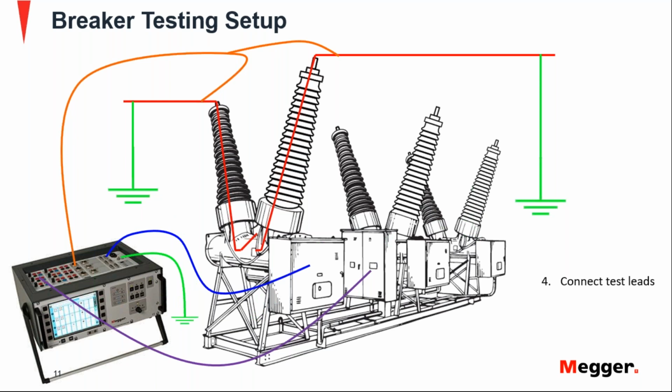So now you have your connections, all what you need for the conventional testing. And the next step is to unground one side of the breaker. And the reason to do this is because of the way conventional timing is performed. Conventional timing is performed by continuity detection.